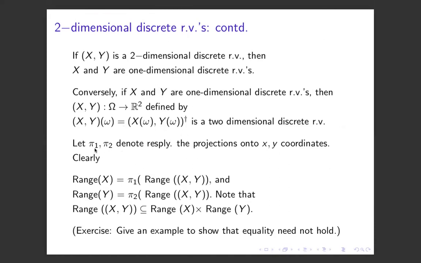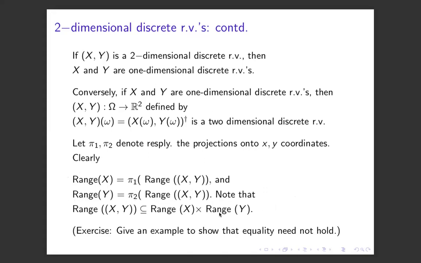Let us denote by pi1 and pi2, respectively, the projection maps. So this pi1 is a map from R2 to R, the first coordinate projection, and similarly the second coordinate projection. So you can note that the range of X will be the projection under pi1 of the range of (X, Y), and similarly the range of Y will be the second coordinate projection of the range of (X, Y).